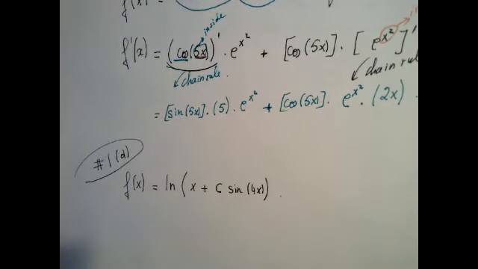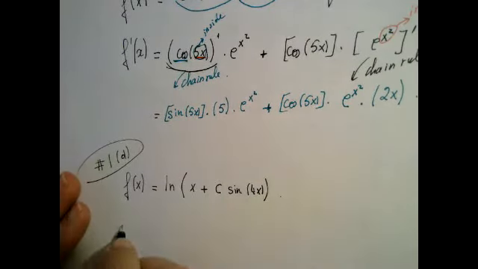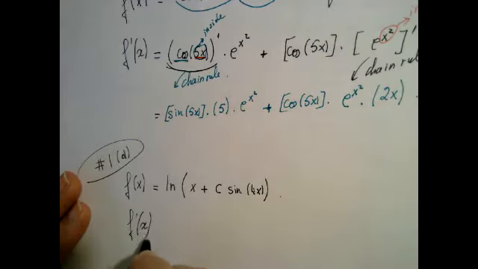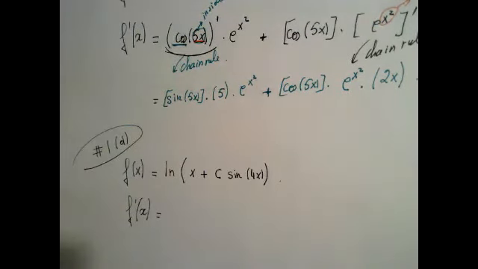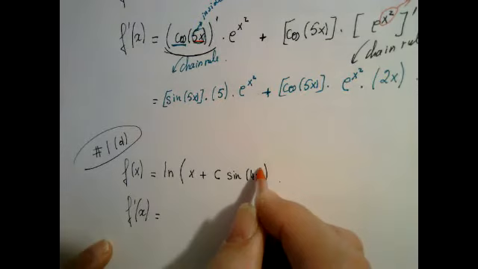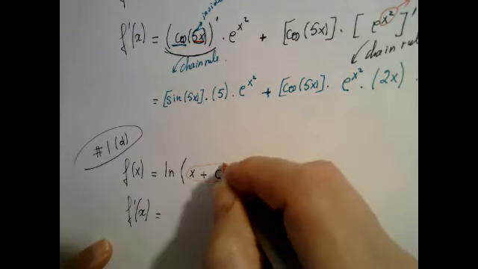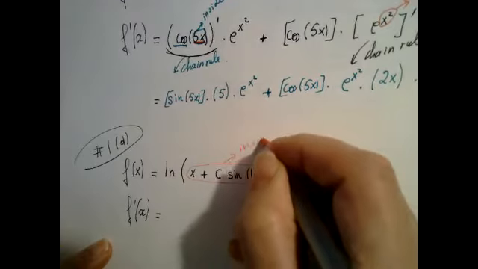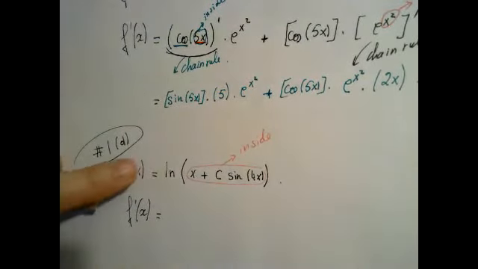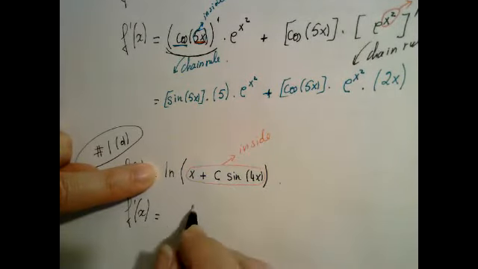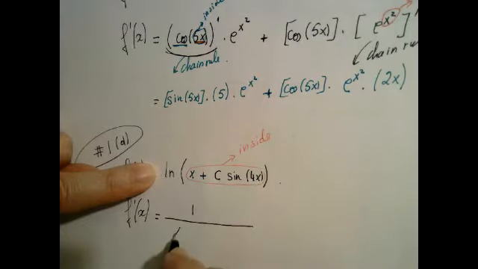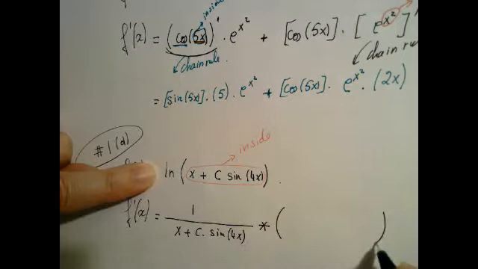Very nice. Okay, so this is my function. I need to find its derivative. Again, I look at this and I see chain rule. That's the composition of two functions. This is here my inside. That's the inside function. Okay, so what's going to be the derivative? It's the derivative of the ln, that's the outside, which is 1 over whatever I have inside, times the derivative of the inside function.